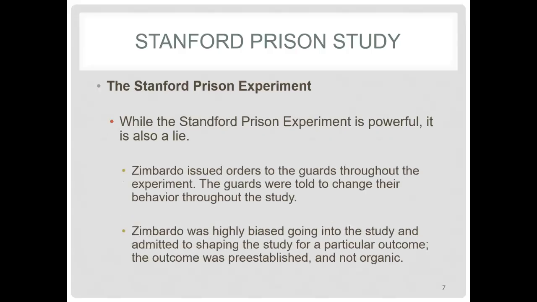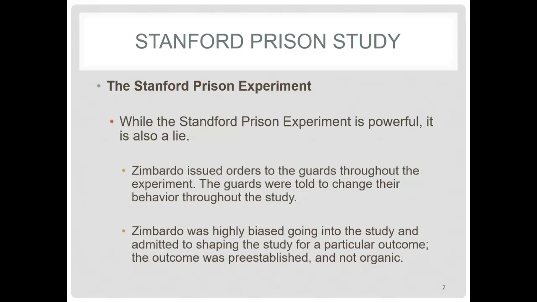Zimbardo issued orders to the guards throughout the experiment. That isn't what happens in an organic experience. An organic experience doesn't require orders. Zimbardo said the guards just evolved this way. They just evolved to become fairly brutal. And that's not true. They were told to change their behavior throughout the study.